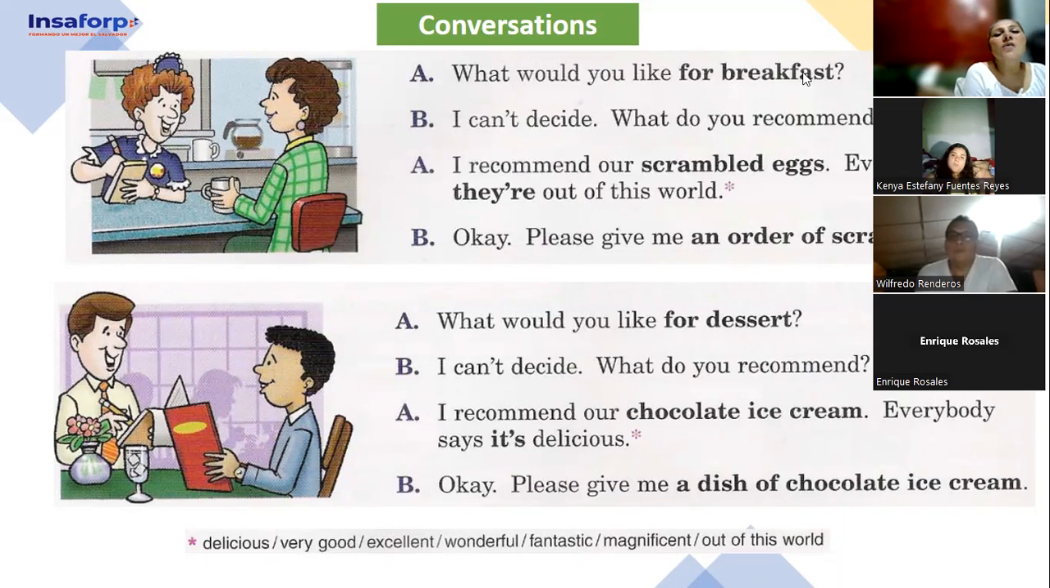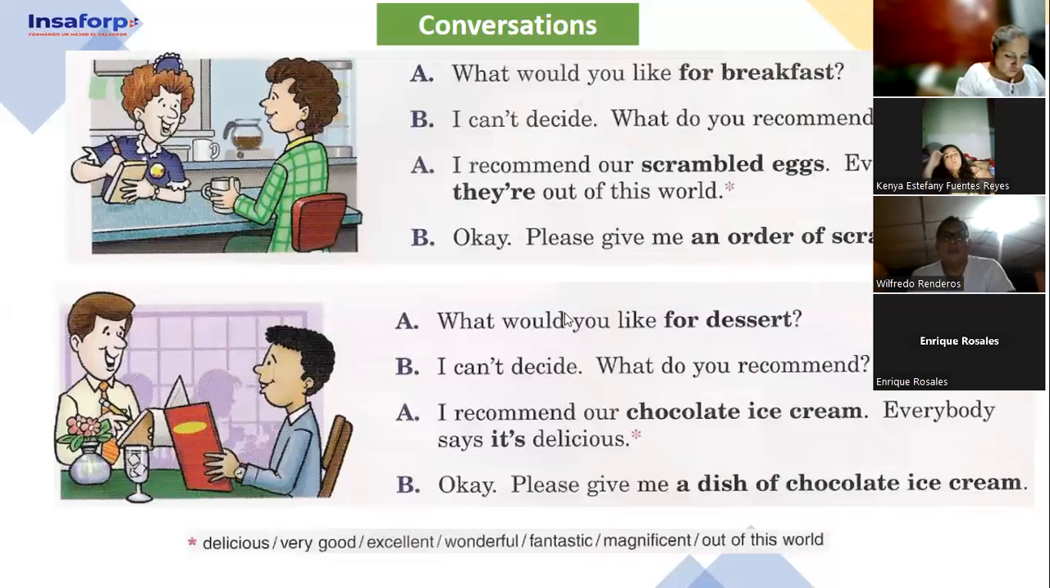What do you recommend? I recommend our scrambled eggs, right? With D, right? Scrambled eggs. Everybody says they are out of this world, right? Out of this world is fuera de este mundo, right? Like, for example, there is a Mexican informal restaurant that is next to the Hospital Militar in San Salvador. The name is Taqueria El Marañón. I don't know if you know, right? No sé si alguno de ustedes conoce, but the gringas are out of this world. Delicious, there. Taqueria El Marañón, right? Delicious. Out of this world. Fuera de este mundo, right?